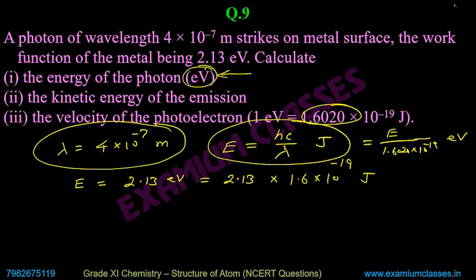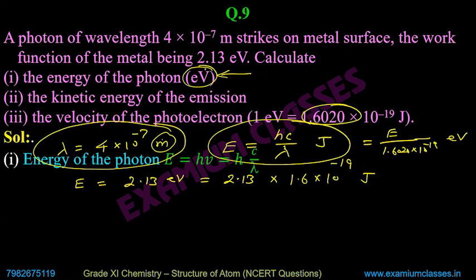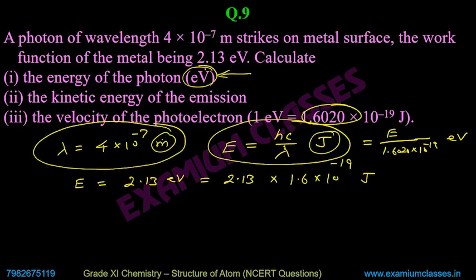But can't we just convert the wavelength into nanometers and then replace hc by 1240? No, that's not the standard way. You do all calculations in one unit system. One unit system means if you are using meter, meter is the SI system, so joule is the SI system. But don't intermix.